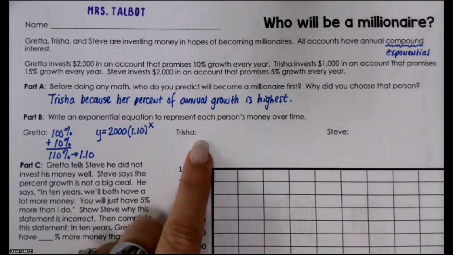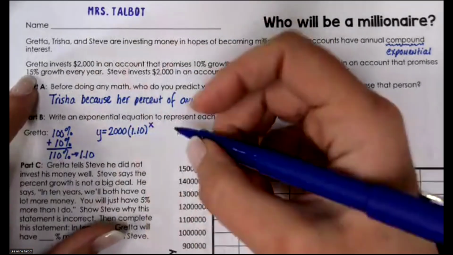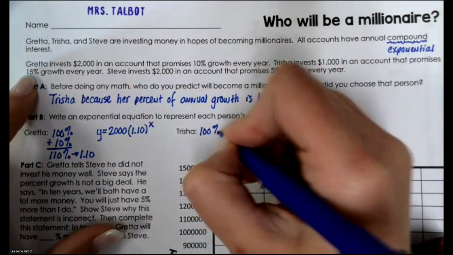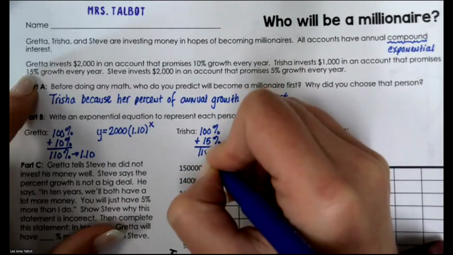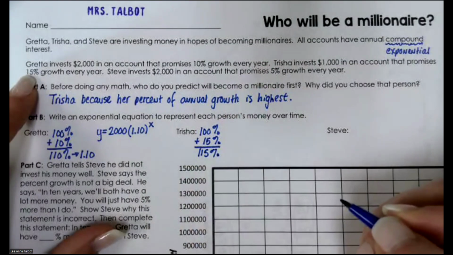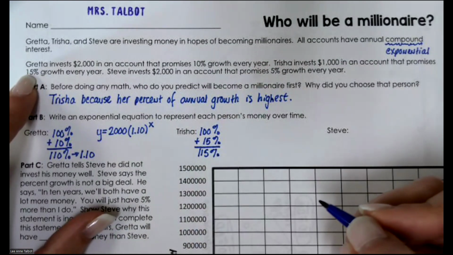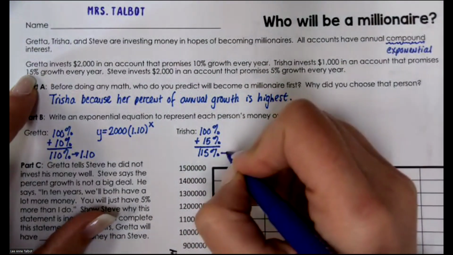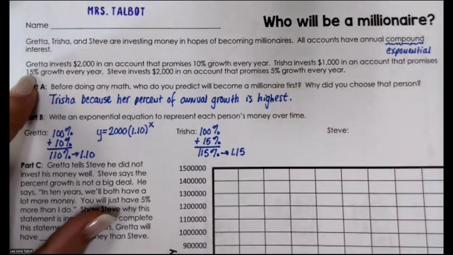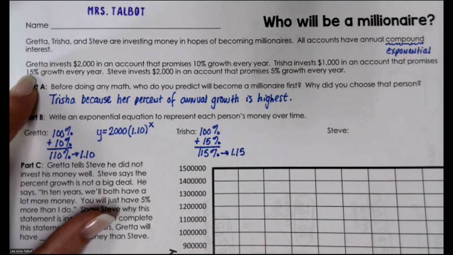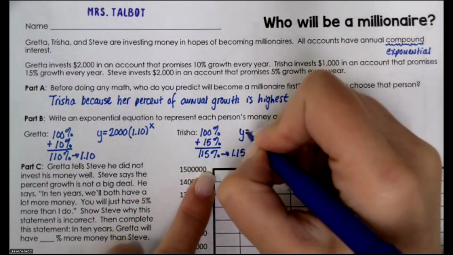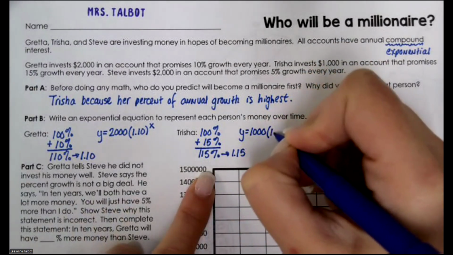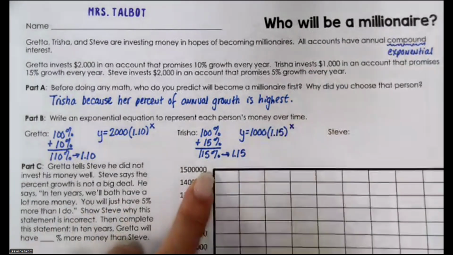Okay, Trisha, her growth is 15%, so we're going to say 100% plus 15% is 115%. And then move the decimal over 2 places, which is 1.15. But the difference with Trisha is she starts with 1,000. So y equals 1,000 times 1.15 to the x.